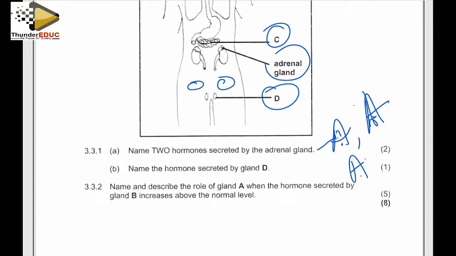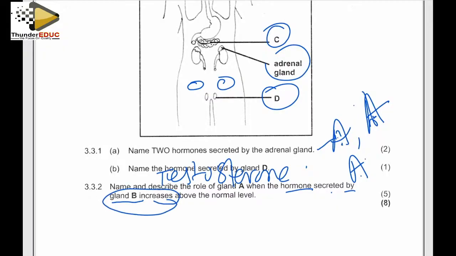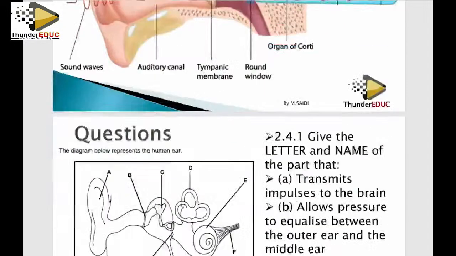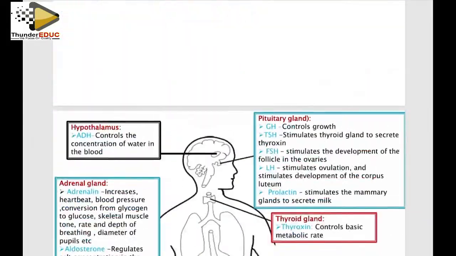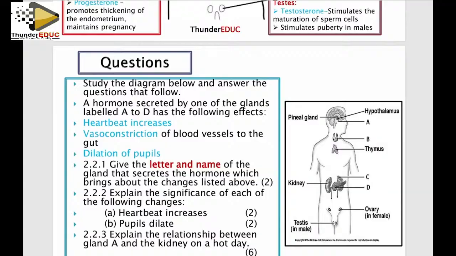They're saying name the hormone secreted by D. D is the testis, which is testosterone. So you have to tell us that is testosterone. Name and describe the role of gland A when the hormone secreted by gland B increases. Here you are talking about the negative feedback mechanism of thyroxine, as I told you yesterday. So this is what they brought.